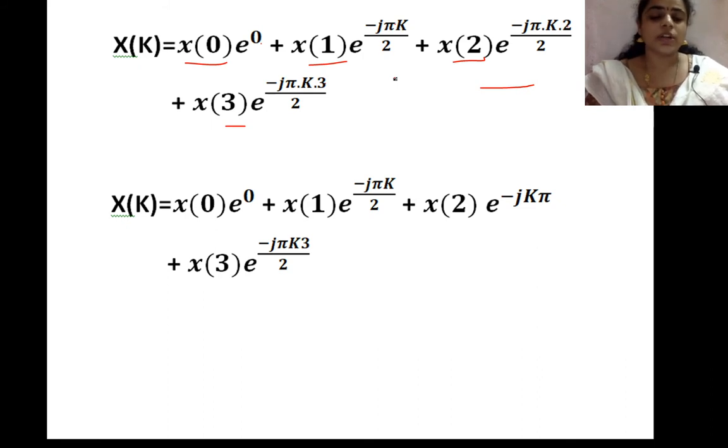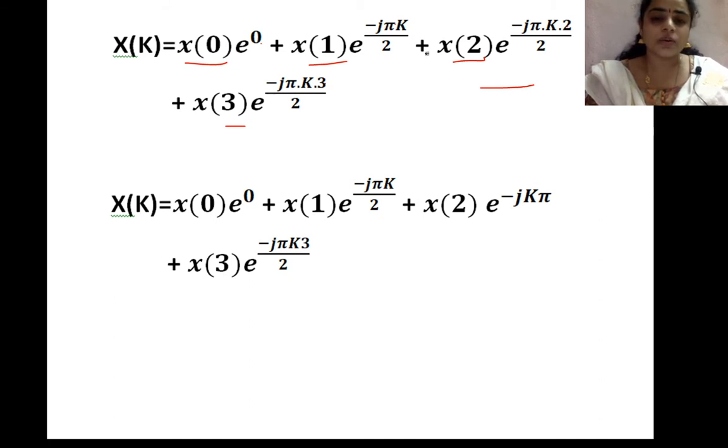So x of 0 into e power 0, plus x of 1 into e power minus j pi k by 2, plus x of 2 into e power minus j k pi, plus x of 3 into e power minus j pi k 3 by 2.